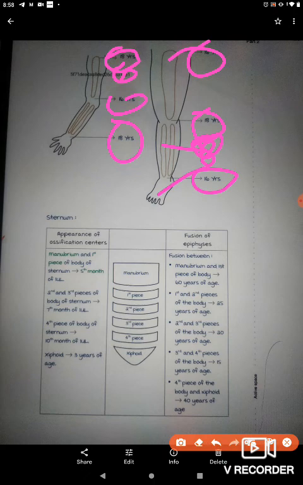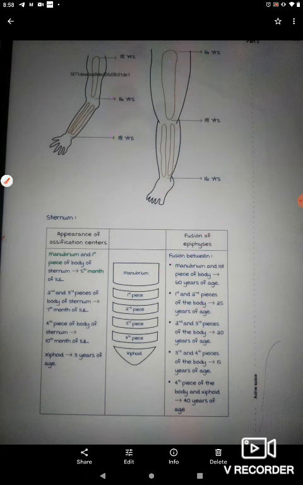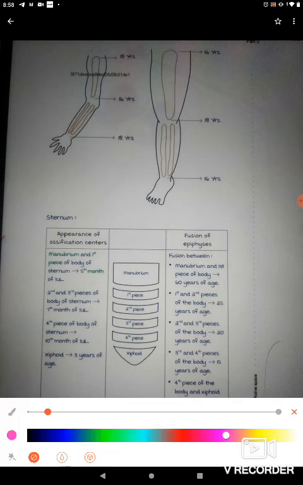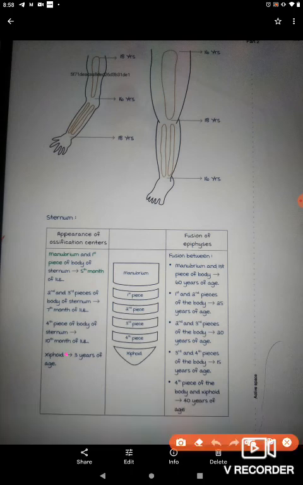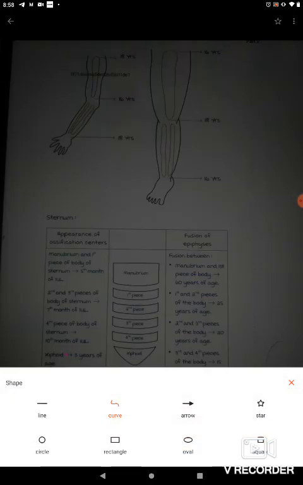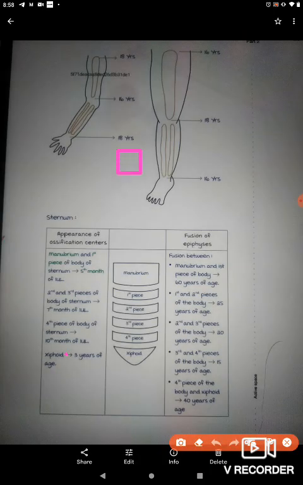Also, now we see the sternum. What ossification centers do we see in the sternum? First, we see the structure of the sternum. First there is the manubrium, then the first piece of the sternum, then the second piece, third piece, fourth piece, and then there is the xiphoid process.